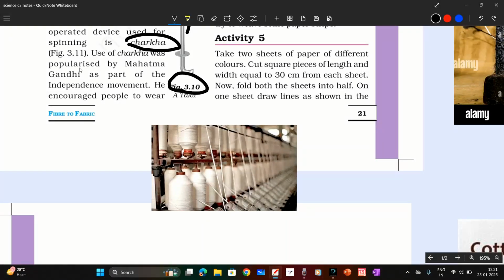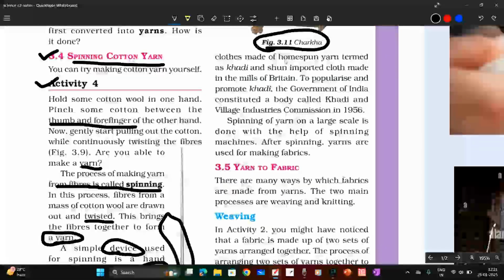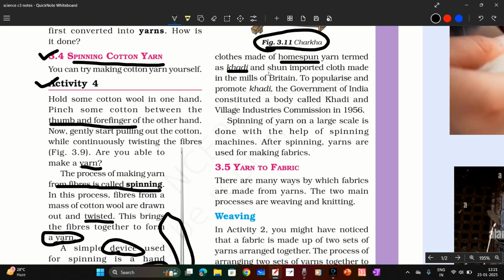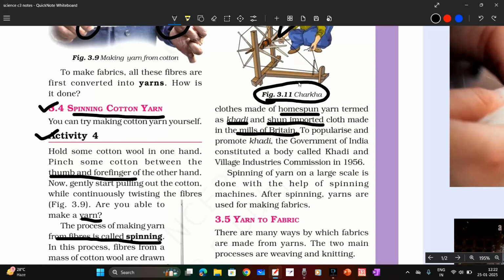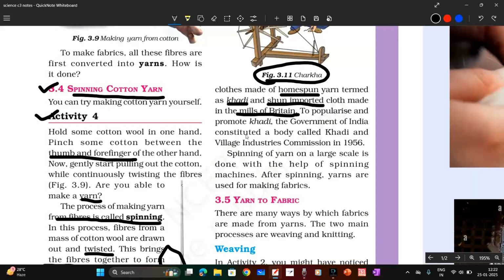The use of the charaka was popularized by Mahatma Gandhi. As a part of the independence movement, he encouraged people to wear cloth made of homespun yarn, termed khadi, and to shun imported cloth made in the mills of Britain. The charaka came in during the independence time.